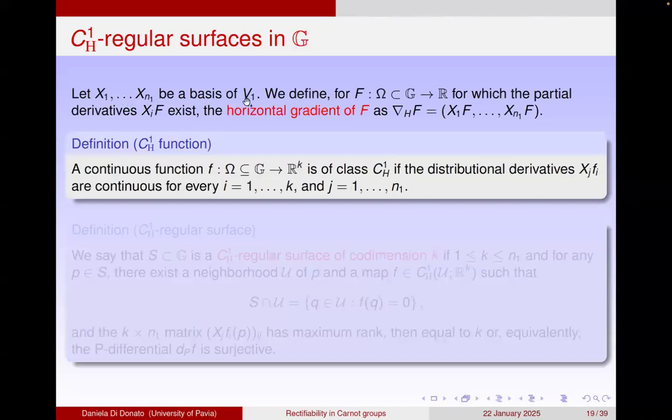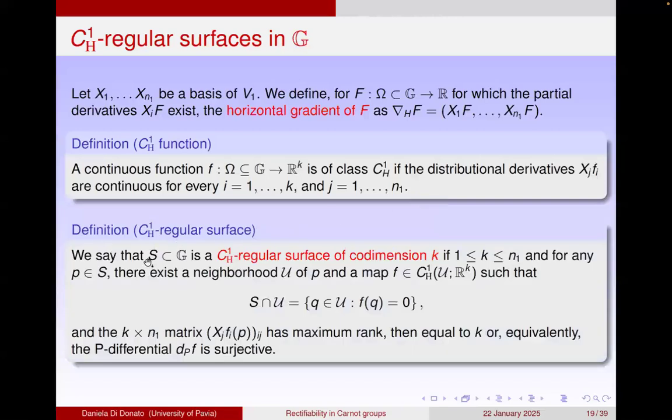Let X_1, ..., X_{n1} be a basis of V_1, the horizontal layer. The horizontal gradient of a map f from G to R is the vector (X_1 f, ..., X_{n1} f). A continuous function f from G to R^k is of class C1H if its distributional horizontal derivatives are continuous. So S, a subset of G, is a C1H regular surface of codimension k, where k is a number from 1 to n1, and n1 is the dimension of the horizontal layer V_1, if it is possible to say that S is locally equal to the level set of a C1H map. Moreover, we want the matrix of its distributional derivatives to have maximum rank, equal to k.